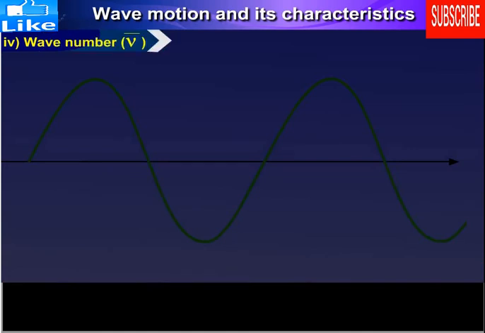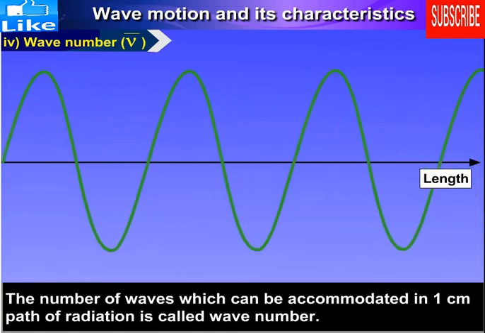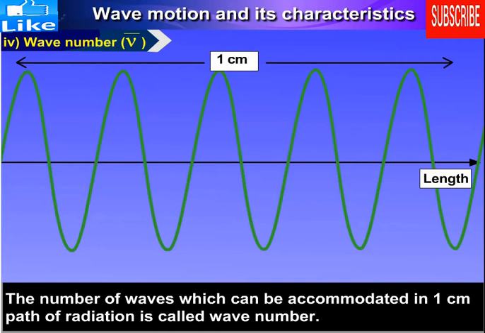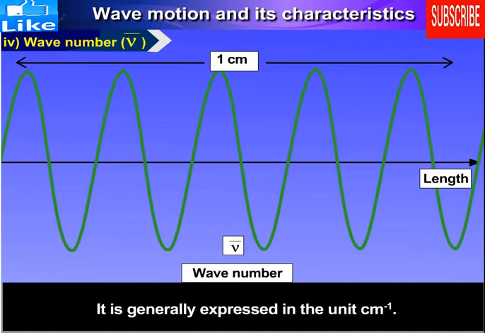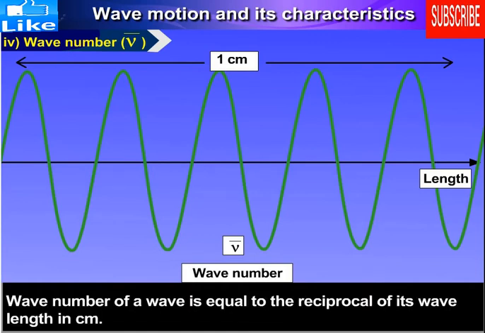4. Wave number, ν̄. The number of waves which can be accommodated in 1 centimeter path of radiation is called wave number. It is represented by ν̄, and read as nu bar. It is generally expressed in the unit per centimeter. Wave number of a wave is equal to the reciprocal of its wavelength in centimeter. ν̄ = 1/λ.